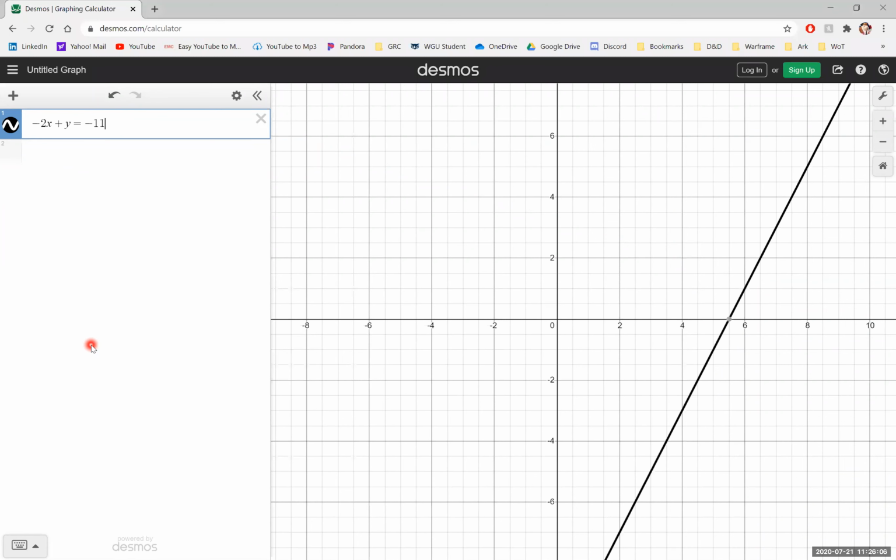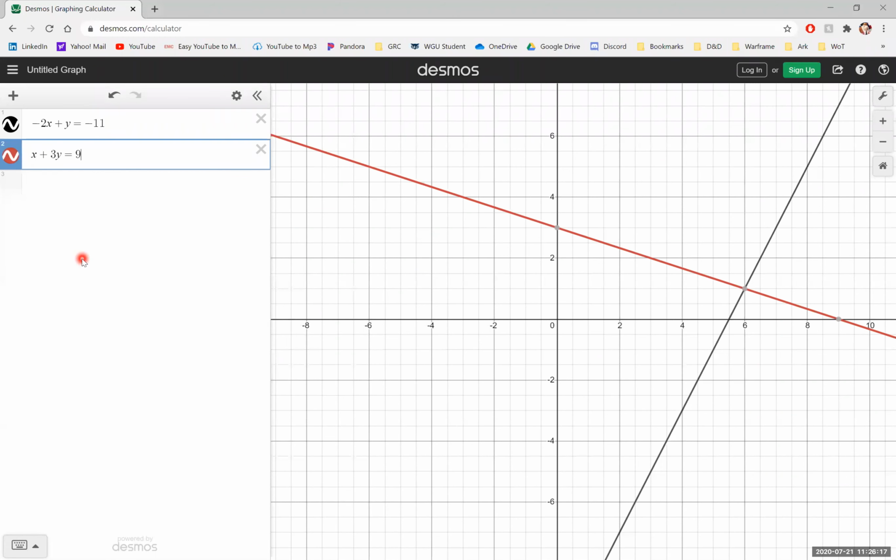So our first one graphed there. Our second equation is x plus 3y is equal to 9. So again, where do these two lines intersect each other? If they do, it looks like it's right over here. So it's over at, looks like 6 and then 1.